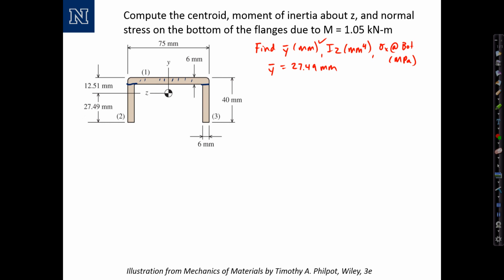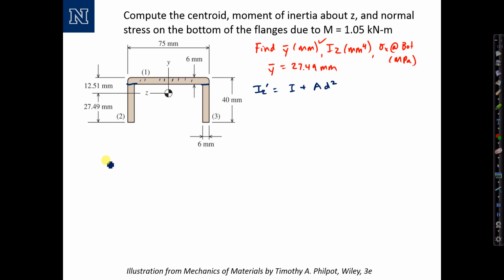To calculate the overall moment of inertia, we'll apply the parallel axis theorem, which says that I_z prime equals I for each individual rectangle about its own centroid, plus its area times d squared, where d is the distance from the overall centroidal axis to the centroid of the section itself. And we'll add together the contribution for each rectangle.